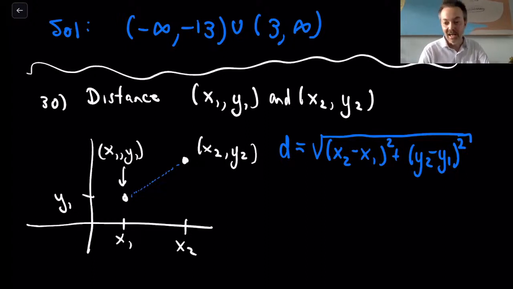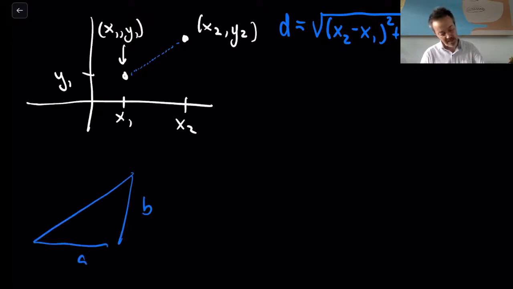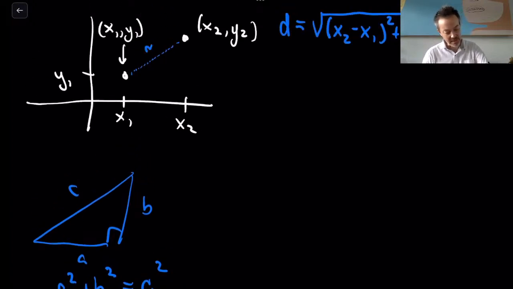So the distance formula, and all that's coming from is the Pythagorean theorem, right? So the Pythagorean theorem, A, B, C. If you have a right triangle, a squared plus b squared equals c squared. That's just the Pythagorean theorem. Or if we take the square root of both sides, we'll get that c equals the square root of a squared plus b squared.